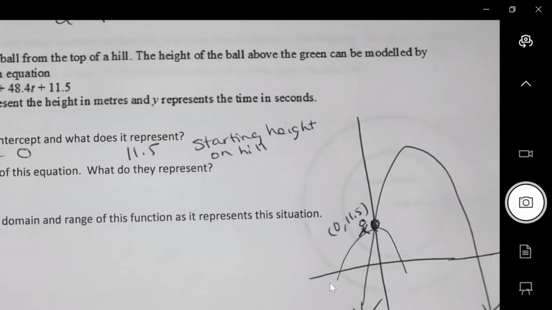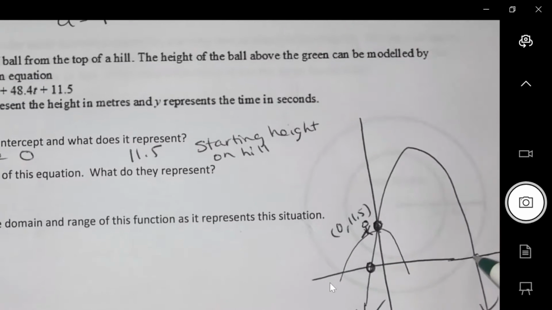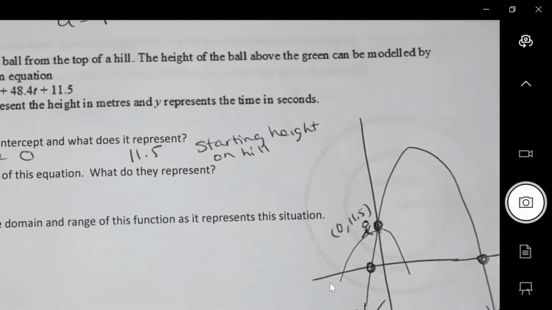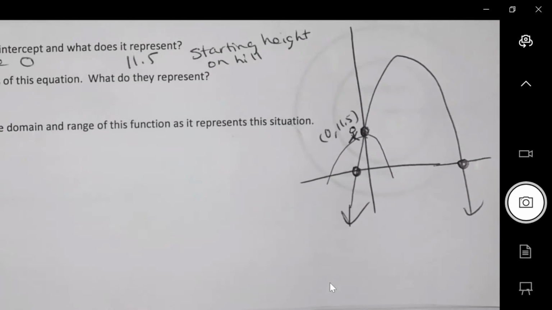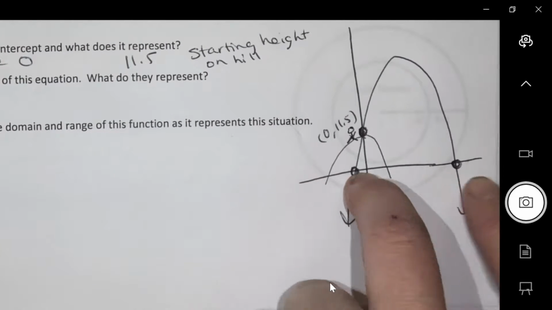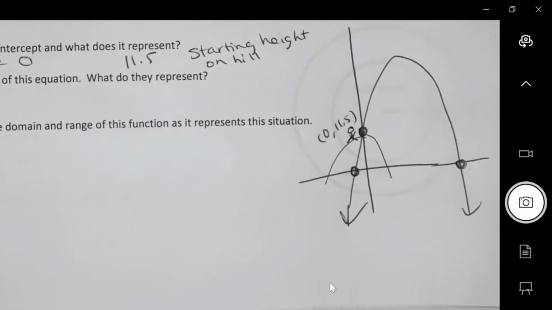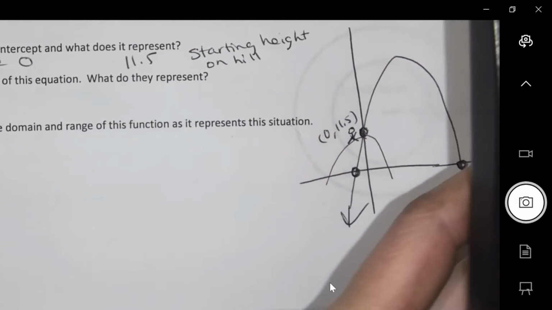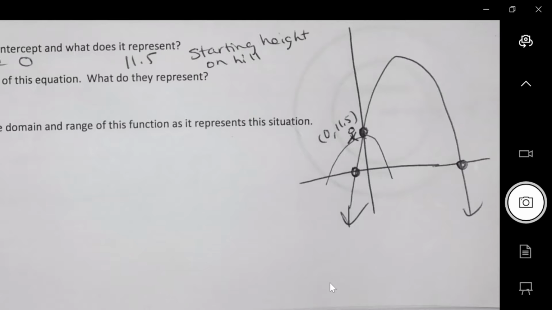Okay, find the roots of this equation and what do they represent? So the roots are another word for x-intercepts. So what are the x-intercepts? Another word is what are the zeros? So let's left bound them and right bound them.